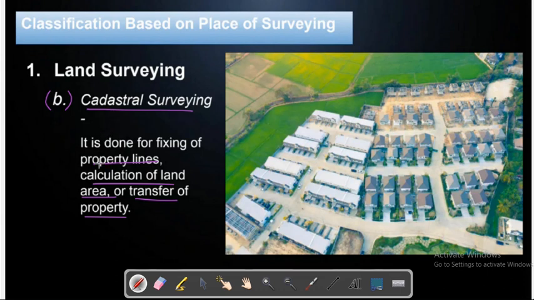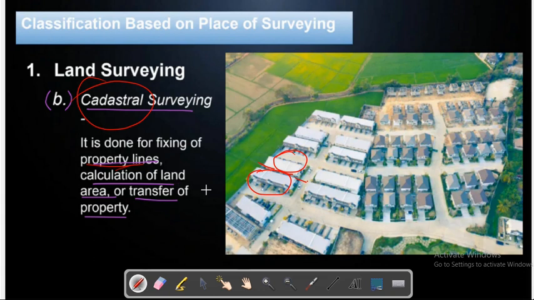In cadastral surveying, if we try to fix property lines, that means in a city, if two buildings or two lands are there and we want to define the property line between them, then we use the type of surveying called cadastral surveying. You can always remember, cadastral surveying is something related to property lines.